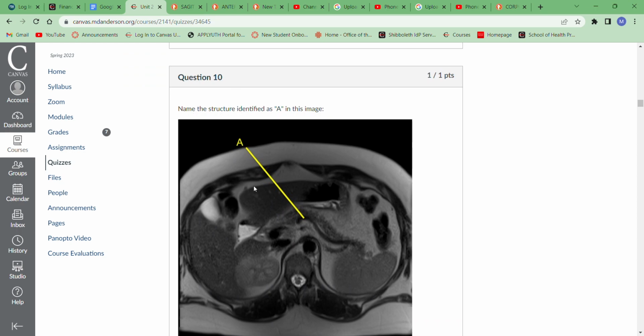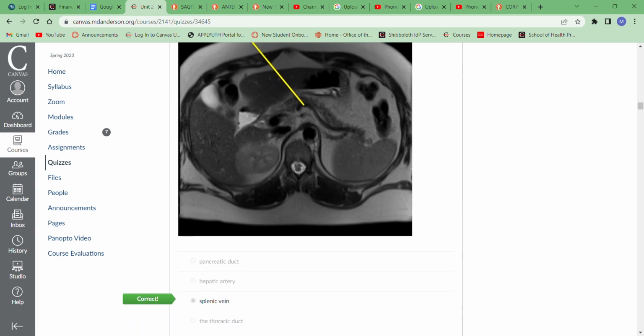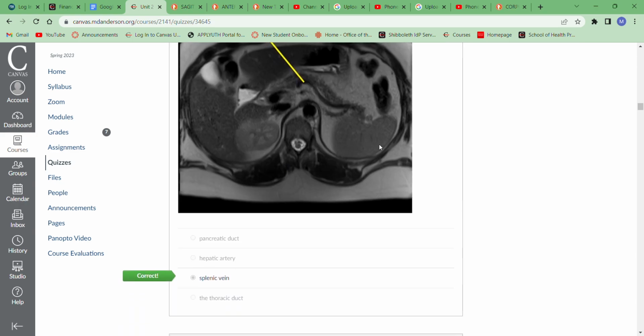Name the structure A. That looks like the pancreas. Oh wait, no. That is the splenic vein. So I think I first guessed that this was like the pancreatic duct, but it is actually the splenic vein here because it looks like the other veins. It's black.